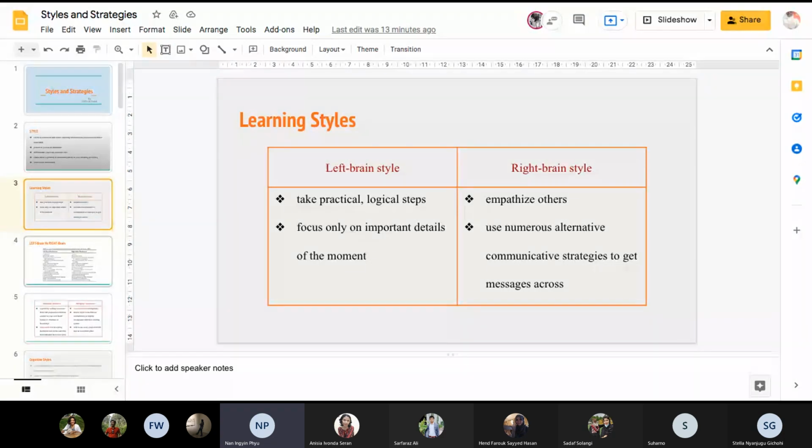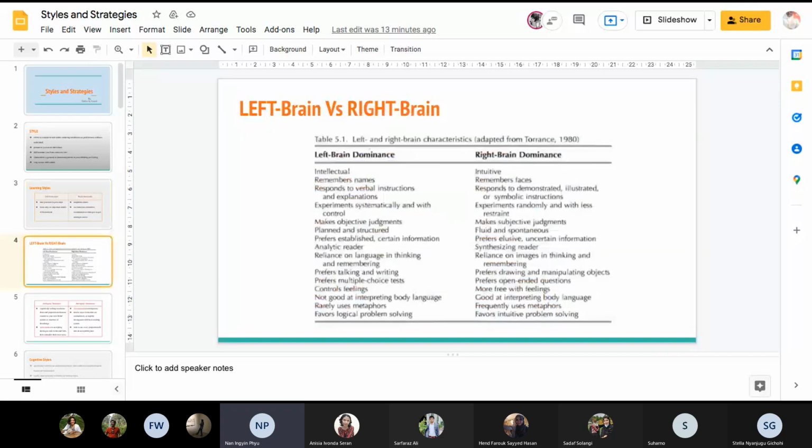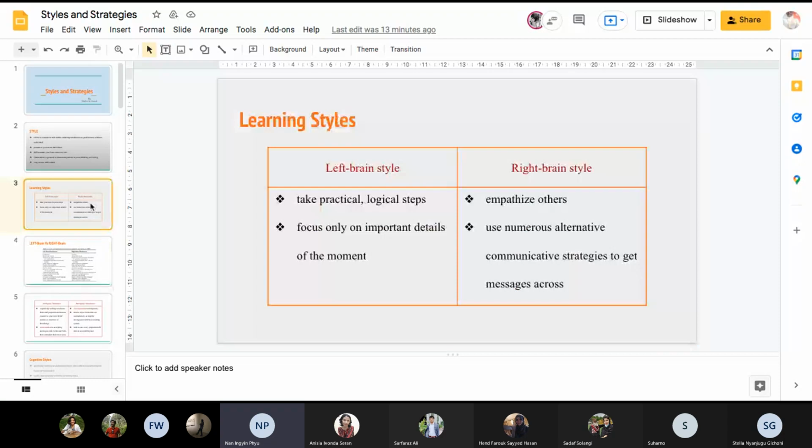But the right brain likes to empathize with others. Okay, there might be other problems, or now that it's going to be late, shall I go by bus or shall I try the express? They will try to find a different way. So that is the difference between left brain and right brain. Right brain tries to find a different way, but the left brain only focuses on the major one. So now let's go to the next slide.